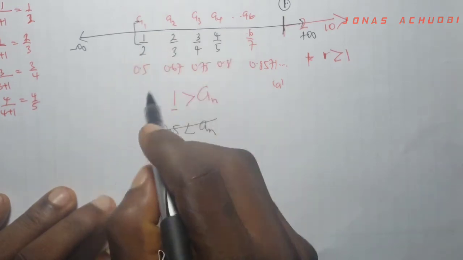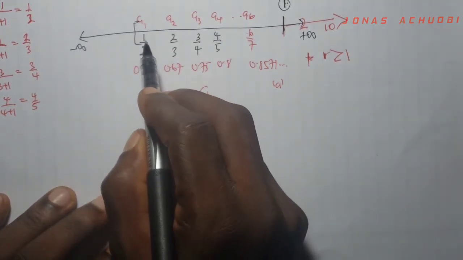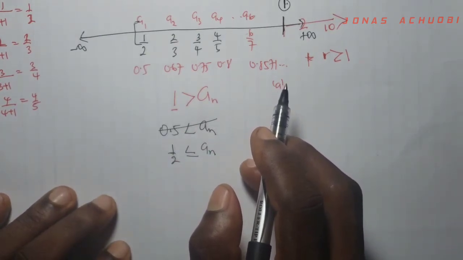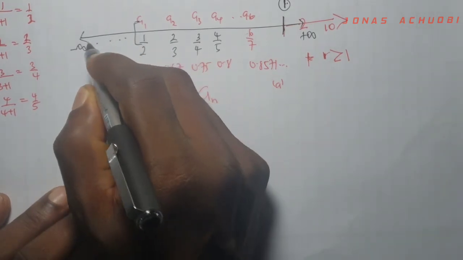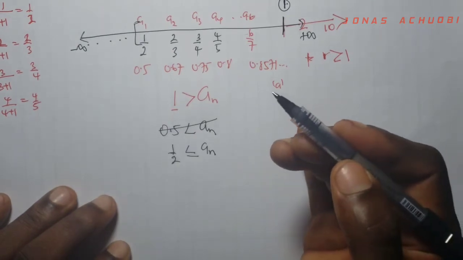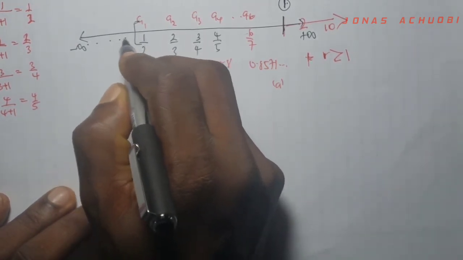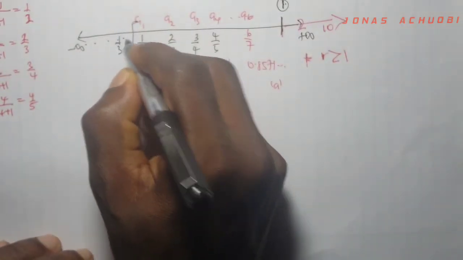Like we've learned already, that 1 over 2 is a lower bound for my sequence does not mean that 1 over 2 is the only lower bound for my sequence. There are infinitely many more lower bounds, because every real number to the left of 1 over 2, that is, smaller than 1 over 2, is also a lower bound. For example, to the left of 1 over 2, we have a number, say 1 over 3, which is 0.3.